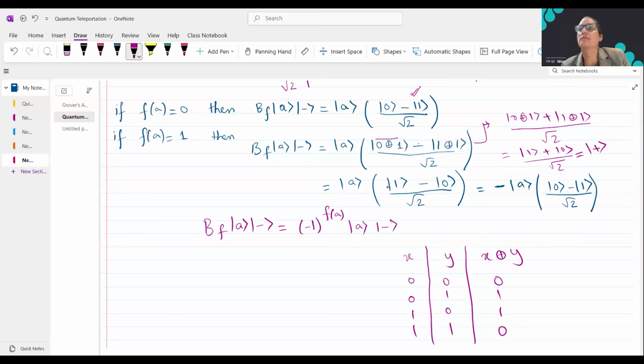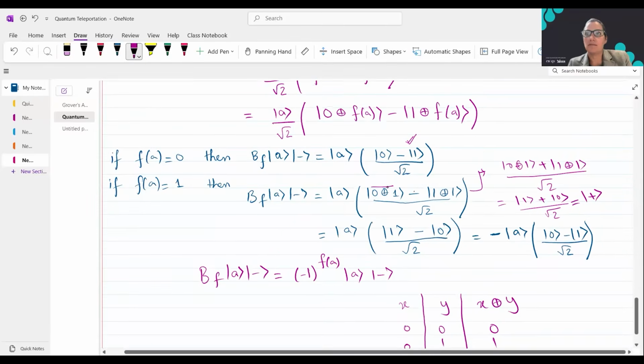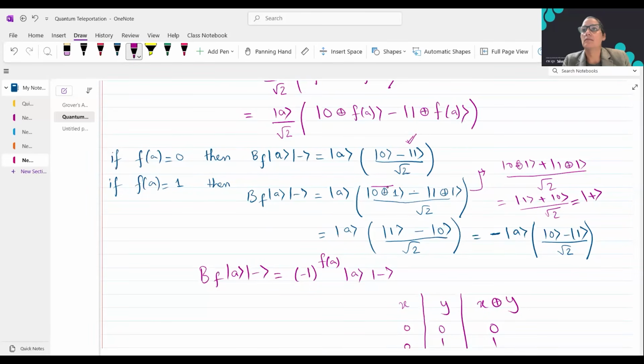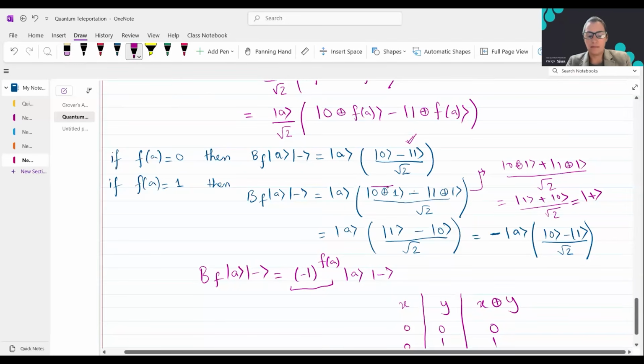So we get this sign flip over here, and then that sign can be taken out, right? And so for both possibilities of the function, f of a being equal to 0 or f of a being equal to 1, we get this very nice phase over the entire state, our input state, after applying B of f. I hope that answers your query. If not, please do let me know.